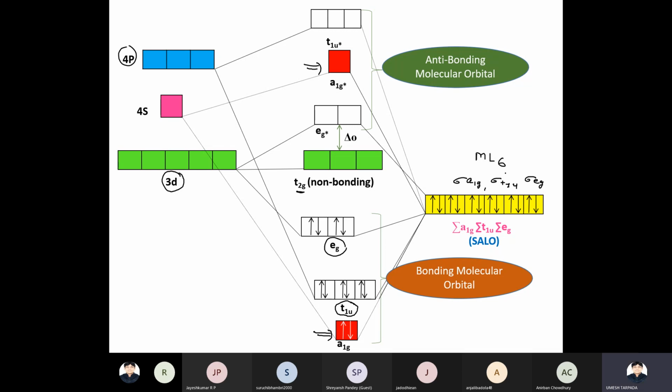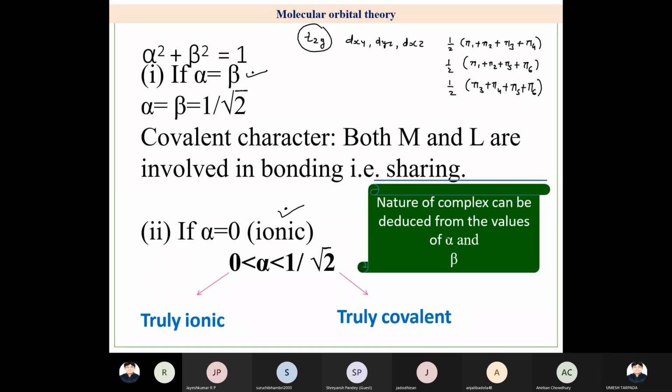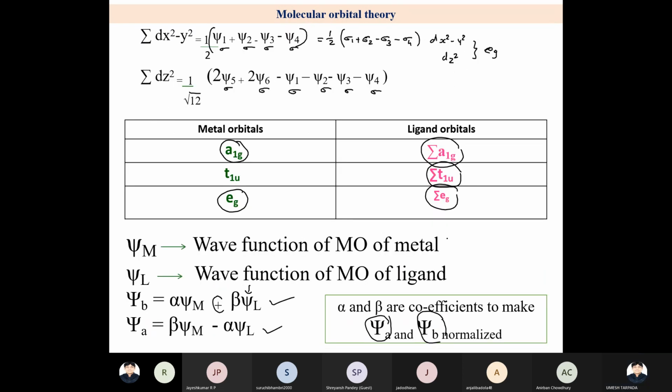See, these are the three orbitals. EG is 2 and A1G is 1, so total 6 orbitals are there. So you can have an appropriate symmetry adapted linear combination. So these are the 12 electrons. Now once these orbitals are combined, you are getting, see, this is a combination. A1G is combined with the sigma A1G orbital of the ligand, T1U is combined with the T1U sigma of the ligand, and EG is combined with EG. So these are the combinations.